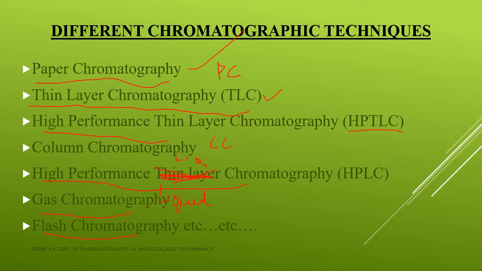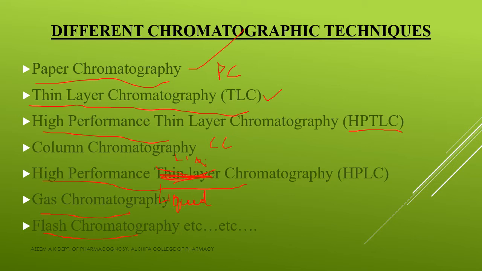So different types of other chromatographic techniques are also available. These are the popular types of chromatographic techniques. First one is paper chromatography, then thin layer chromatography or TLC, then high performance thin layer chromatography or HPTLC, then column chromatography or CC, then high performance liquid chromatography or HPLC, then gas chromatography, then flash chromatography, etc. Every type of chromatographic technique will have its own working principle also. That also you'll be studying in detail in each and every section. Clear?